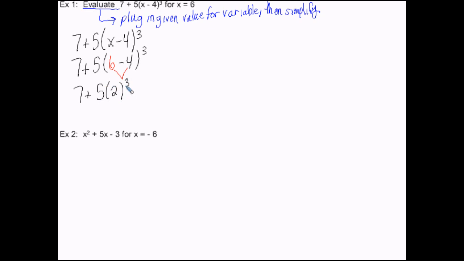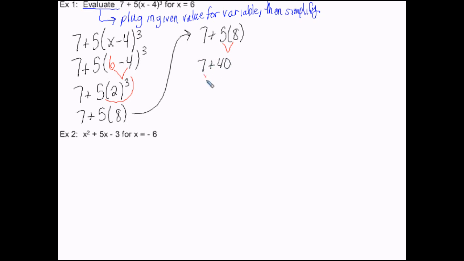The next thing I need to do is exponents. So I'm going to do this part next. 2 to the third is 2 times 2 times 2, so that's 8. Just going to move it up here. Then multiplication. And finally, I can add.